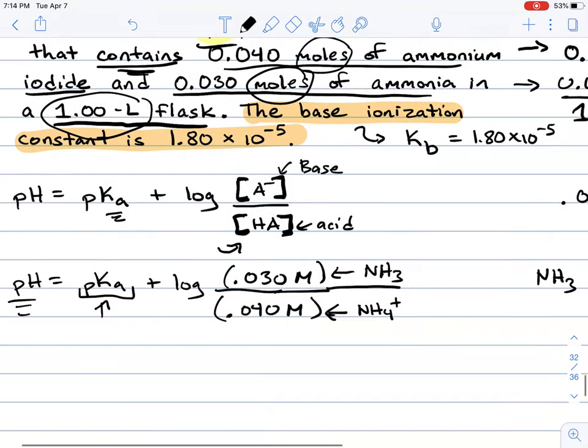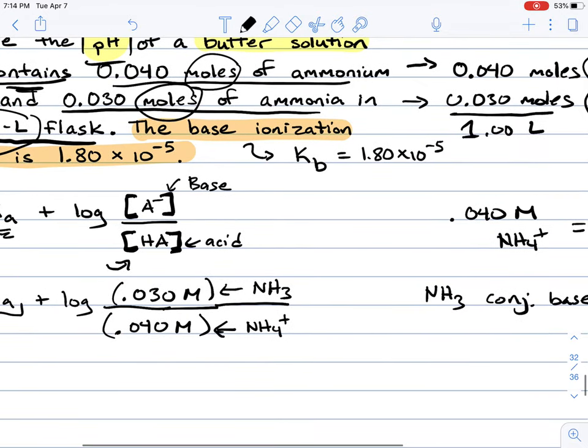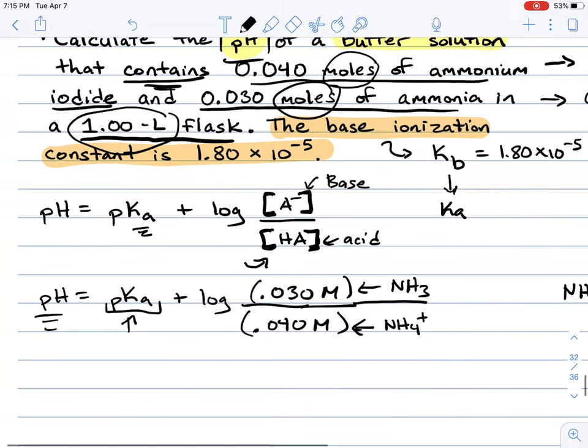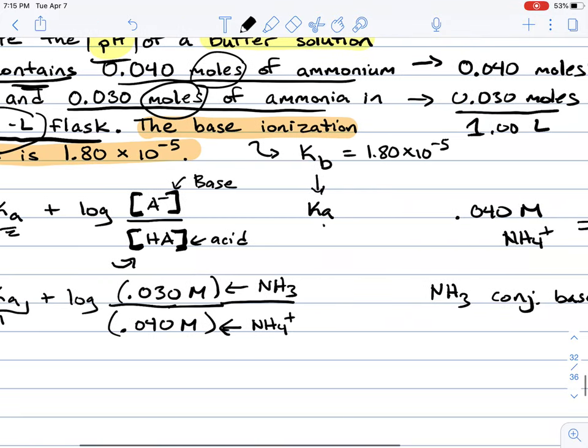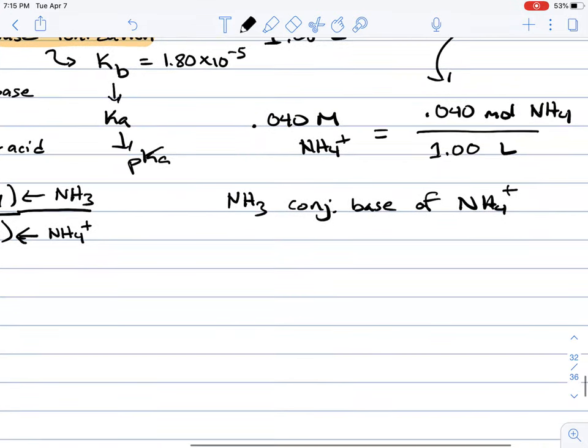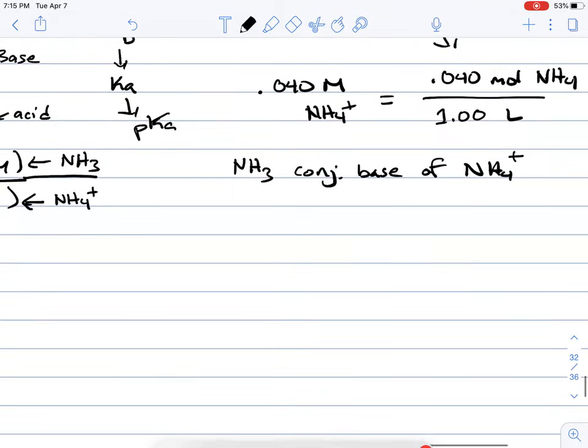And so what we're going to do is we're going to have to convert Kb into Ka. And once we convert into Ka, notice that we still cannot plug it into this equation just yet, because this value is supposed to represent the pKa. And so we're going to go from Ka to pKa. All right. So I'm going to go ahead and do that off to the side over here.